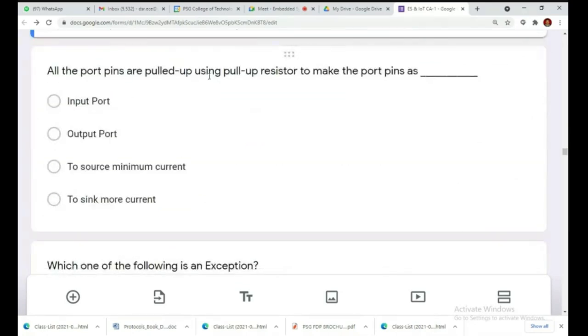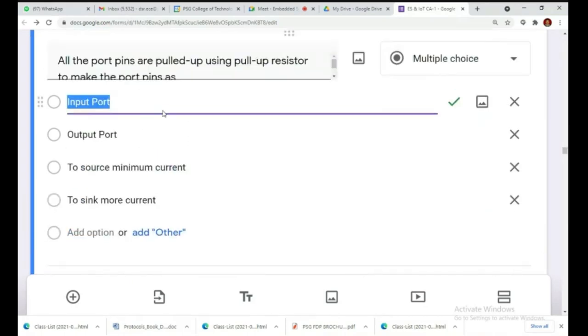All the port pins are pulled up using a pull-up resistor to make the port pins an input port. Input port is the right answer. As we all know, at reset, all the ports are configured as input ports to protect the application. Hence, we use a pull-up resistor. So all the port pins are pulled up to configure the port as an input port. So the right answer is input port.